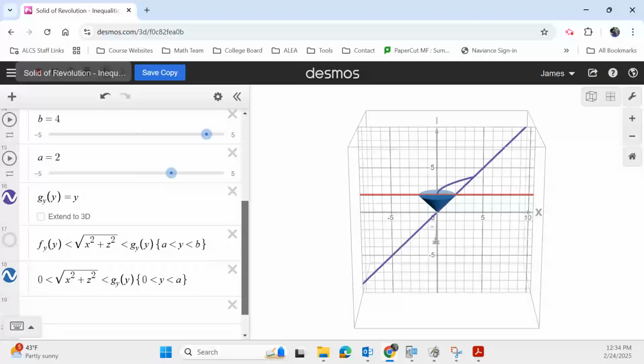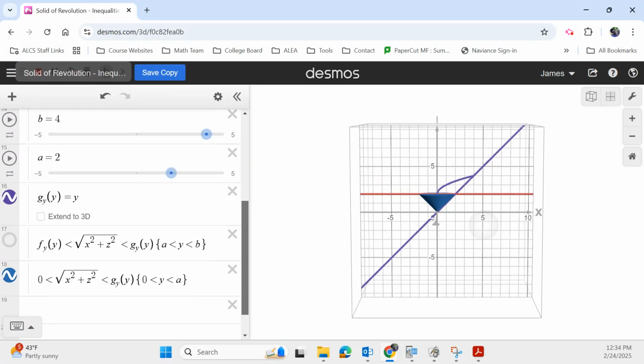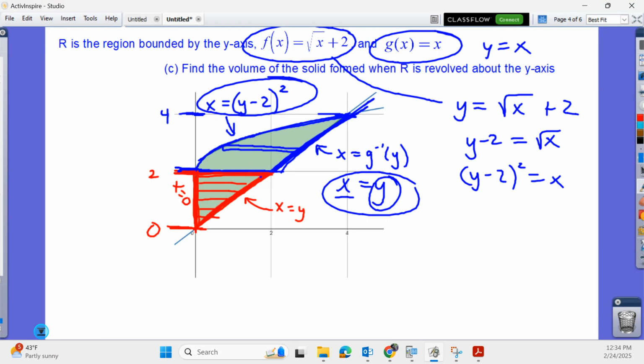Let me show that only. It's a cone because if you look at the bottom region, just below the red line and between the purple line and the y-axis, it's a triangle. And you're revolving that triangle about the y-axis. So it's this part right here. If we revolve that about the y-axis, you just get a cone.